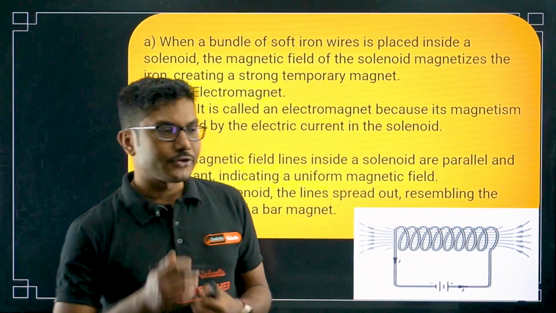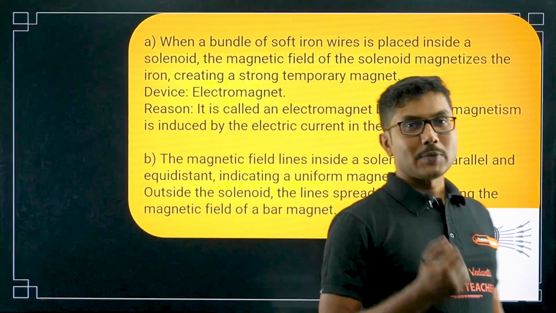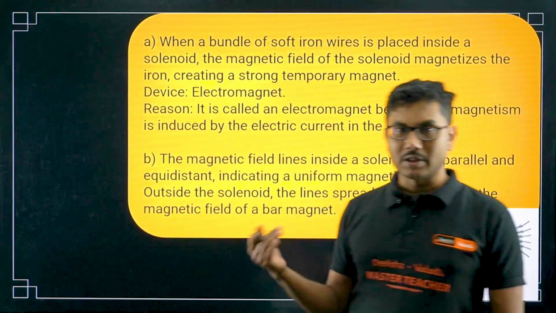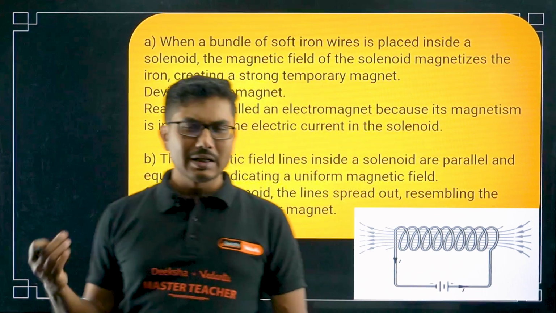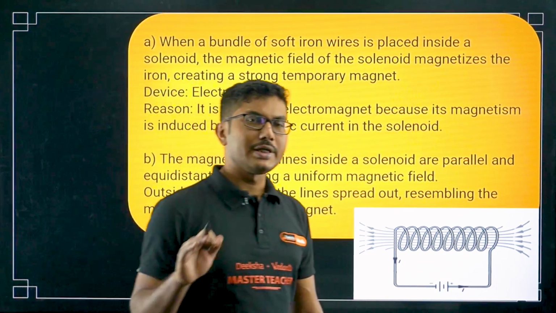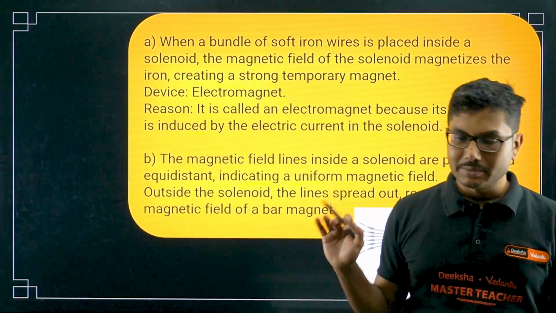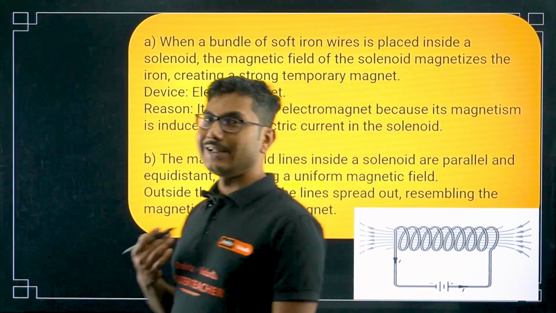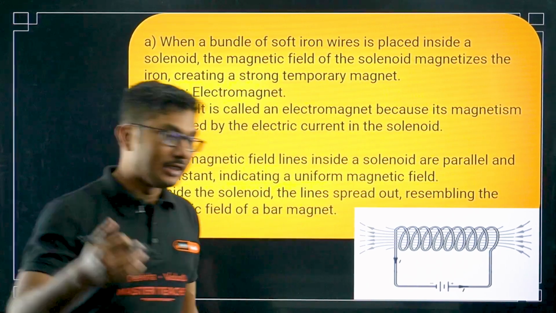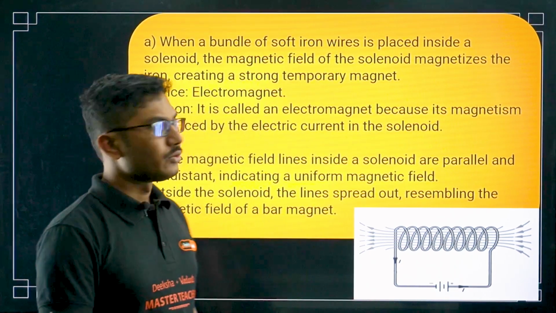Why temporary? Because if you switch off the current, the magnetism is almost lost immediately. Okay, maybe there is very weak magnetism left, but mostly it is gone. 99% of the magnetism is gone. That is why it is called an electromagnet. It is basically induced by the current flowing through the coil.